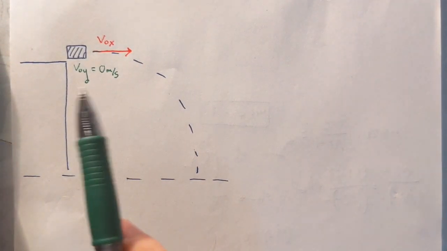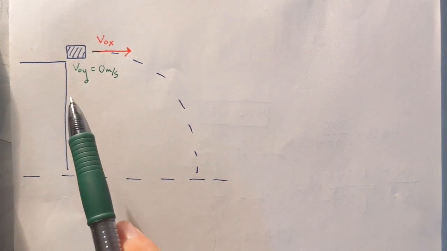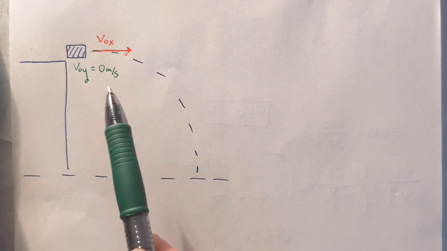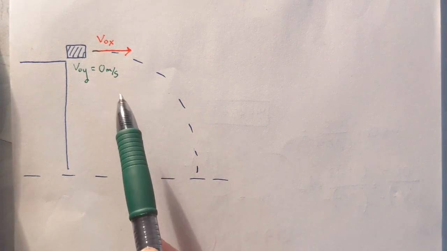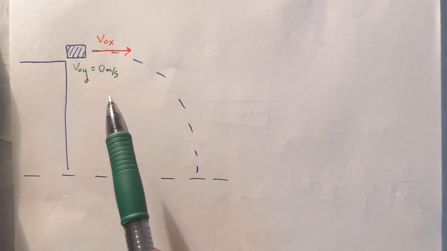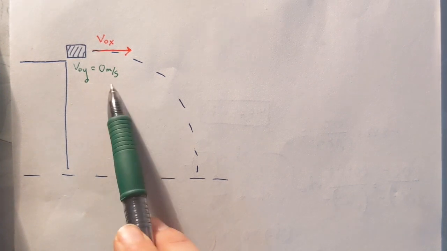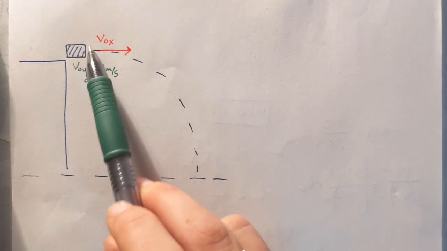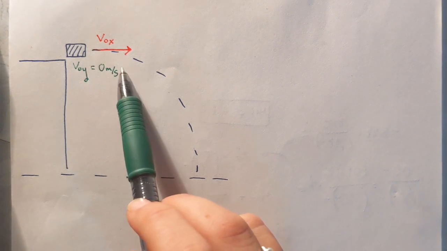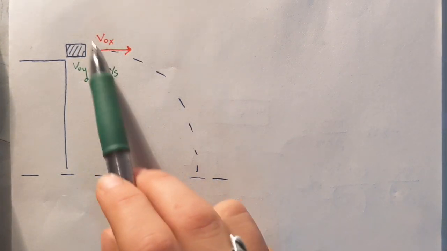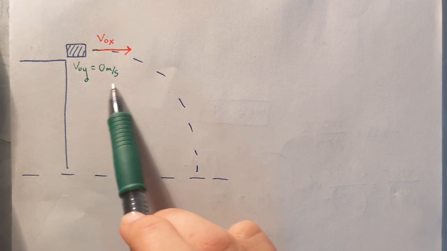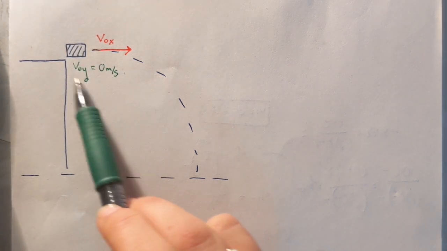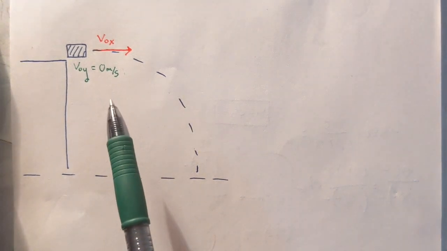A problem is never going to tell you, hey, the initial vertical speed is 0 meters per second. So you have to identify that and write that down. That's super important. You need this fact to solve the problem. So make sure that when you see something launched off a cliff horizontally, you recognize that the initial speed is only horizontal and that the initial vertical speed is 0 meters per second. Write this down when you're labeling your knowns.